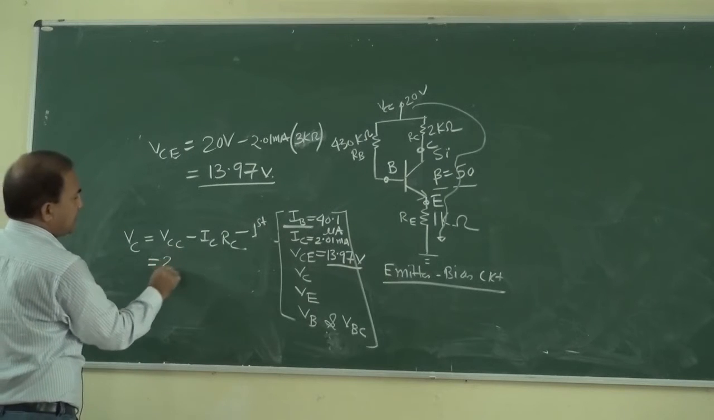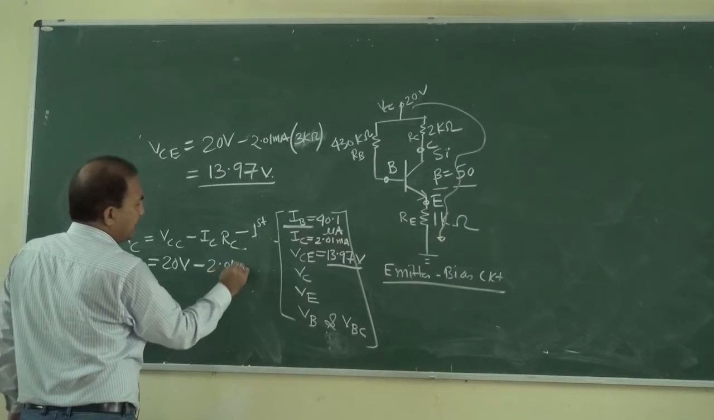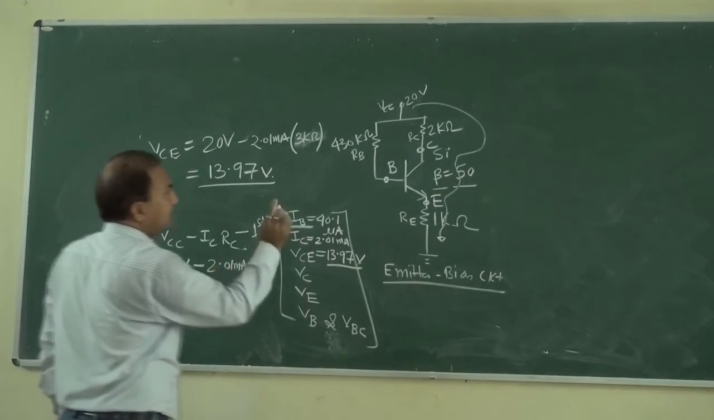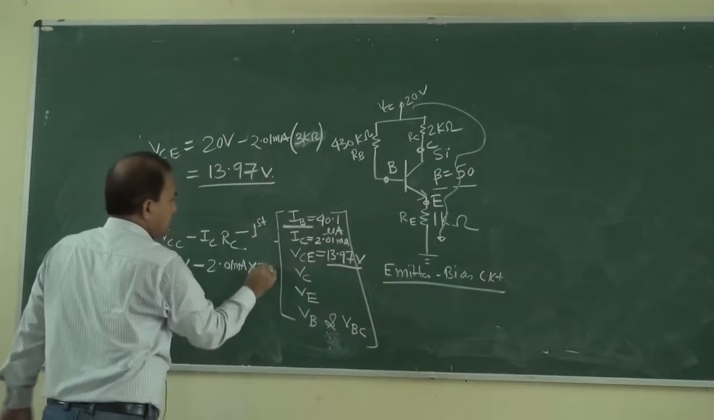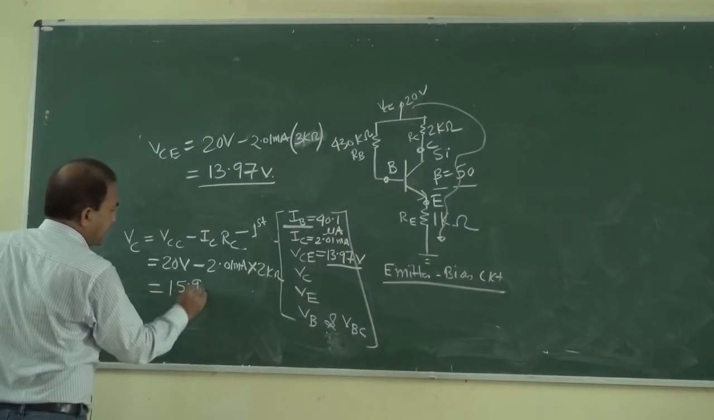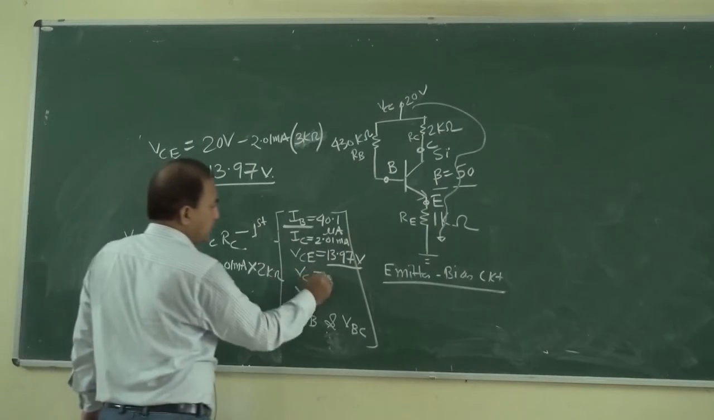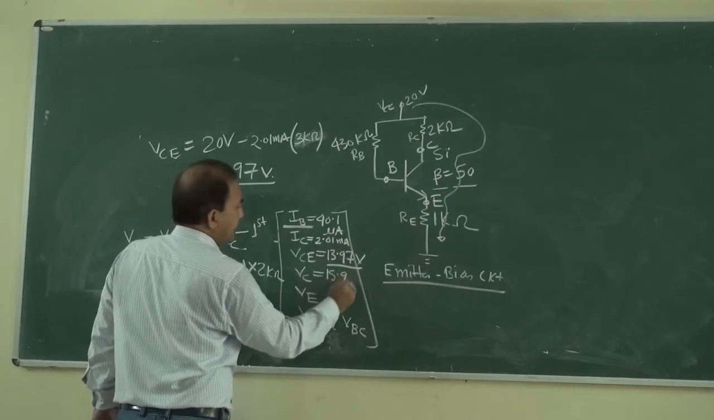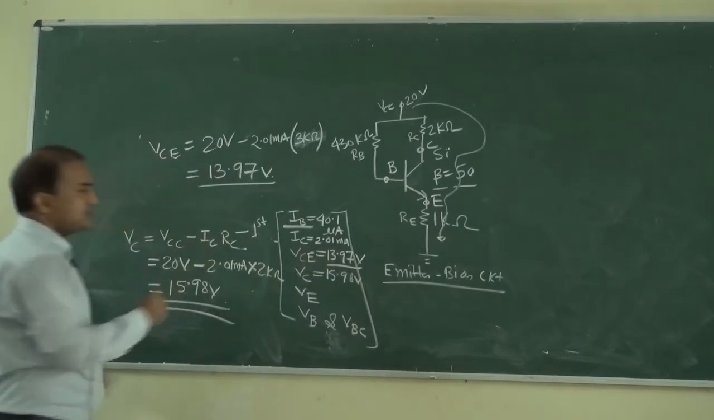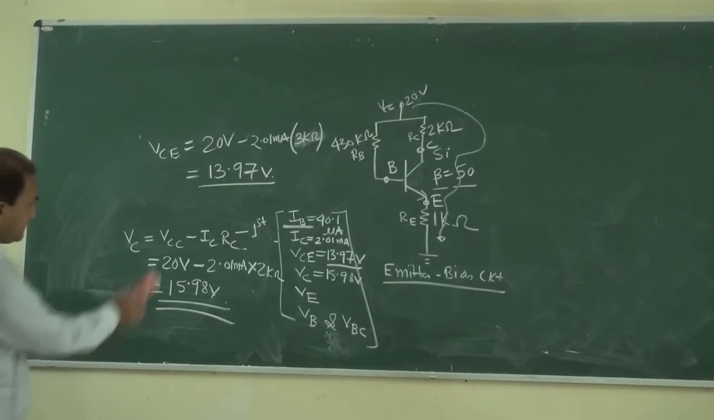Using the first method, both cases will give the same result. VCC is 20 volt minus IC, which is 2.01 milliampere, multiplied with RC. RC is 2 kilo ohm. So it is 15.98 volt. This is by using the first method. And how can we determine it by the second method?